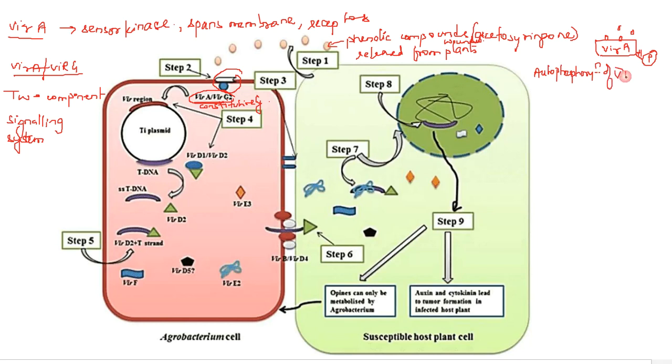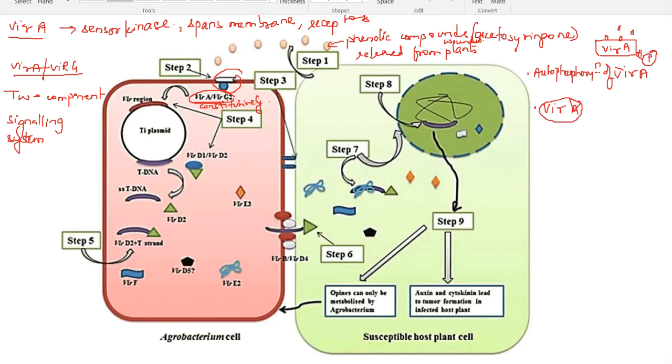Autophosphorylation of vir-A. Got it? Number one, in the first case, autophosphorylation is on the histidine residue. Now, this phosphate group from the vir-A is transferred to where? Since it's a two component signaling pathway, the phosphate group will be transferred, right?